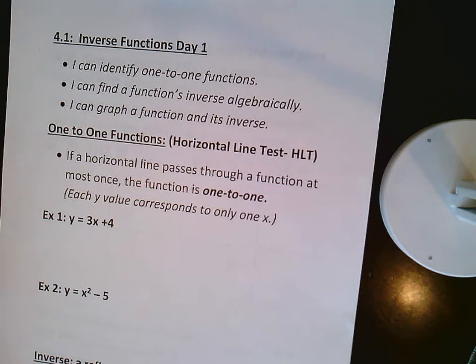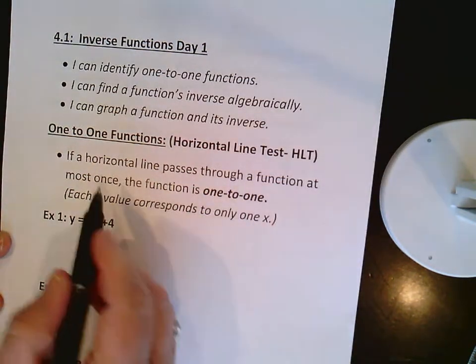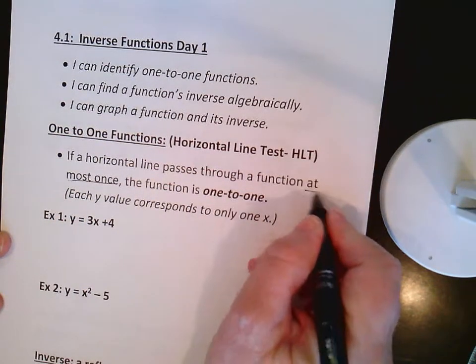Okay, we're going to start with chapter 4, 4.1 inverse functions. And we're going to start by talking about one-to-one functions. The way we determine if a function is one-to-one is if a horizontal line passes through the function at most once. So if it goes more than once, then it's not one-to-one.